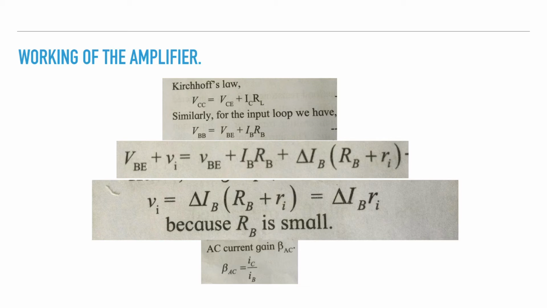Changes in the base current cause changes in the collector current. Now we can define the current gain beta AC. The AC current gain beta AC is almost the same as the DC current gain beta DC for normal operating voltages.